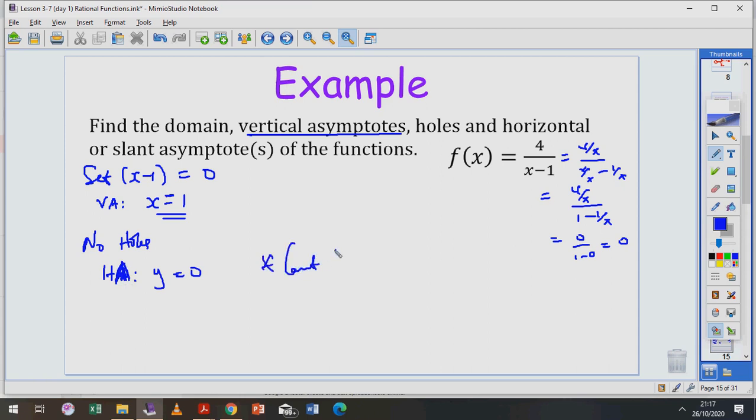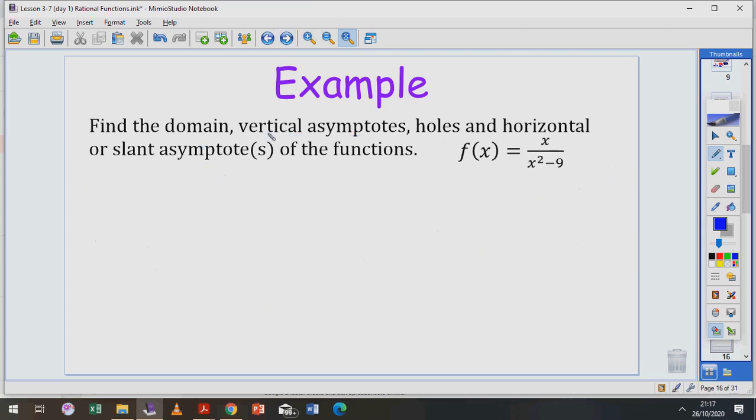Just write it here. Can't have more than one horizontal asymptote. This word is can't, Mikhail. And it only has either a horizontal asymptote or a slant asymptote, but not both.